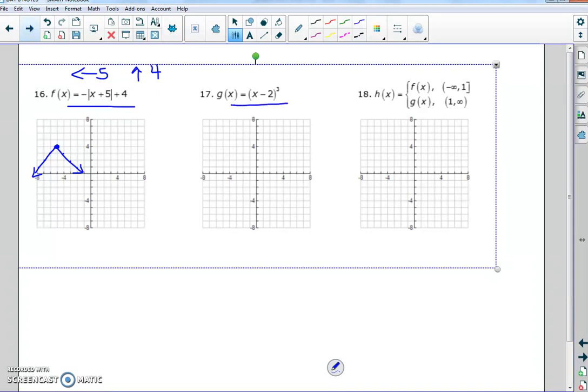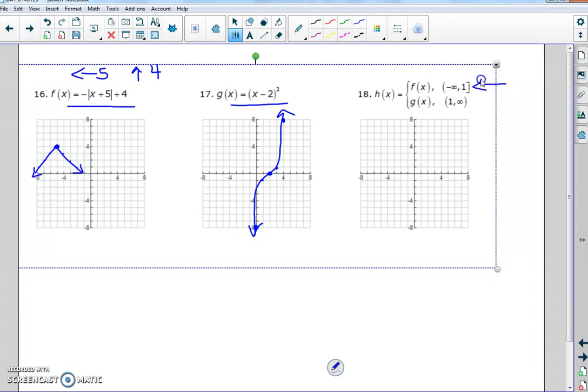Here, I've got a cubic function that's been shifted right 2. I'm going to go right 2 and put a dot. Then I put my other points that follow after that. And just experience with these graphs will help you eventually remember what the pattern is, where the points go each time.